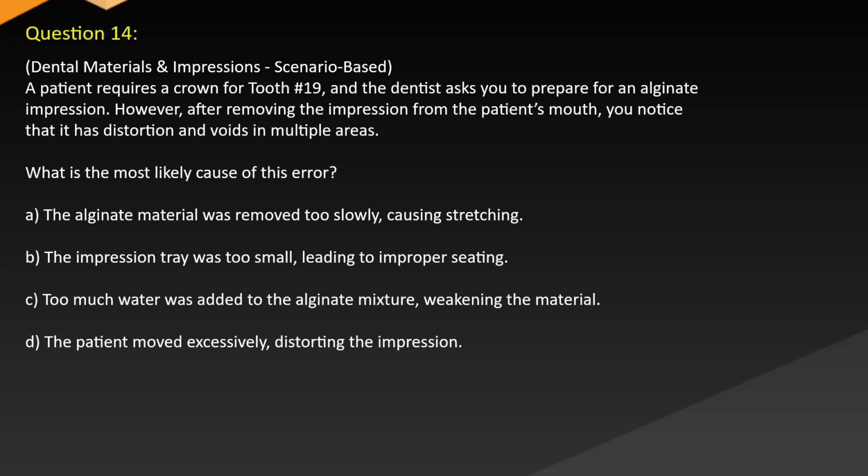A. The alginate material was removed too slowly, causing stretching. B. The impression tray was too small, leading to improper seating. C. Too much water was added to the alginate mixture, weakening the material. D. The patient moved excessively, distorting the impression.